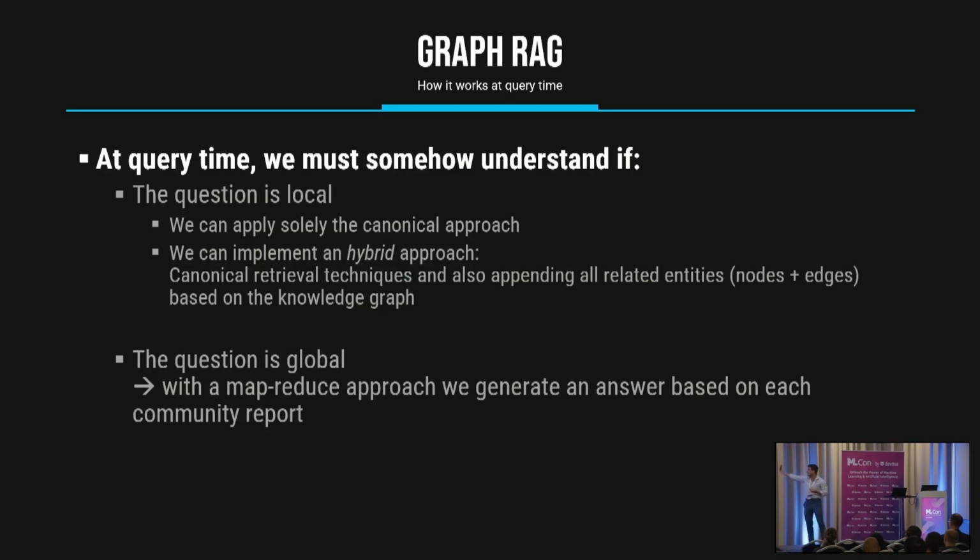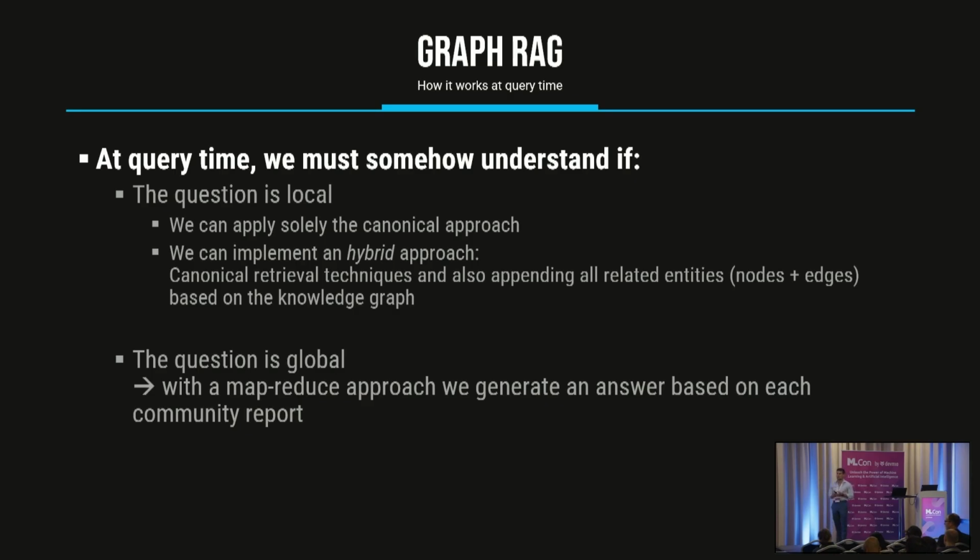Or if the question is global, we usually have to involve a map-reduce approach. So we generate an answer based on each summary, on each community report, potentially linked to the entity involved in the original user query. So we extract the potentially linked entities from the user query, and we extract all the community summaries linked to those entities, and with a map-reduce approach, we finally generate a global answer.